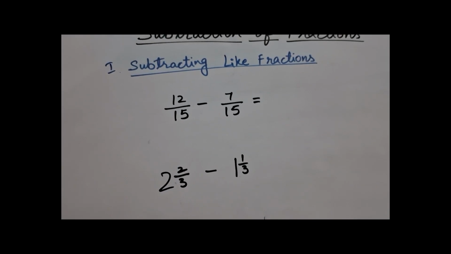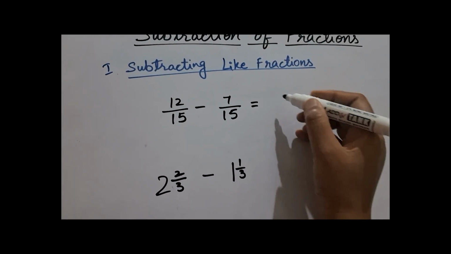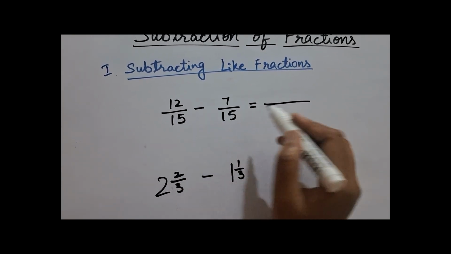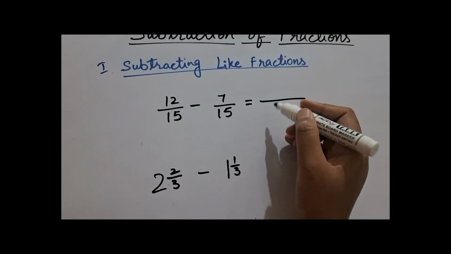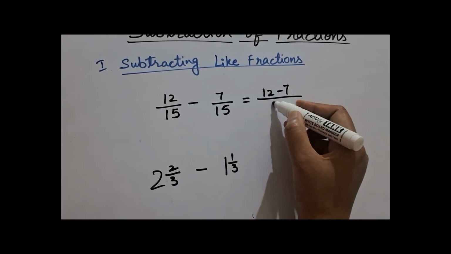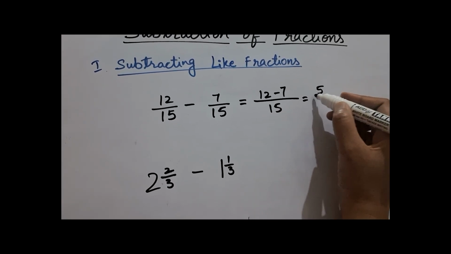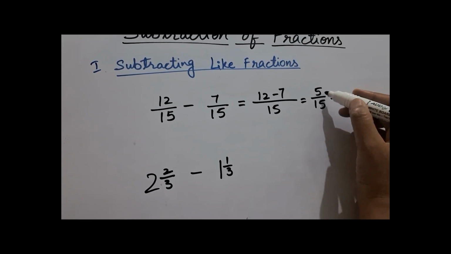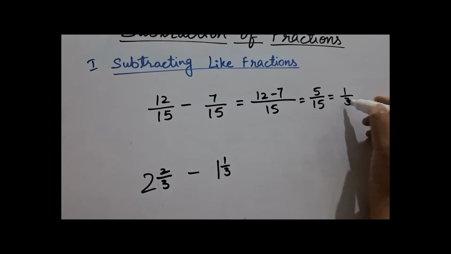Let's take some more examples, children. Here, for the like fractions, the numerators are subtracted, 12 minus 7, and the denominator being the same. Here we get 5 by 15, or the equivalent fraction of 5 by 15 is 1 by 3.